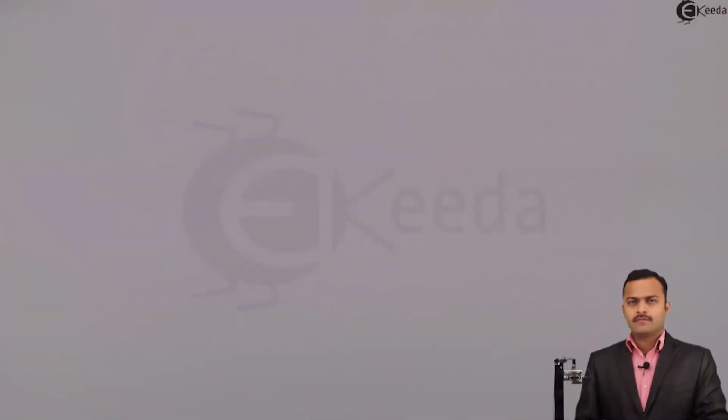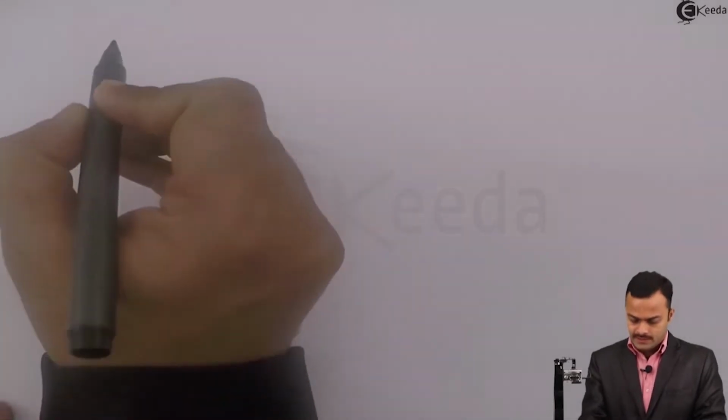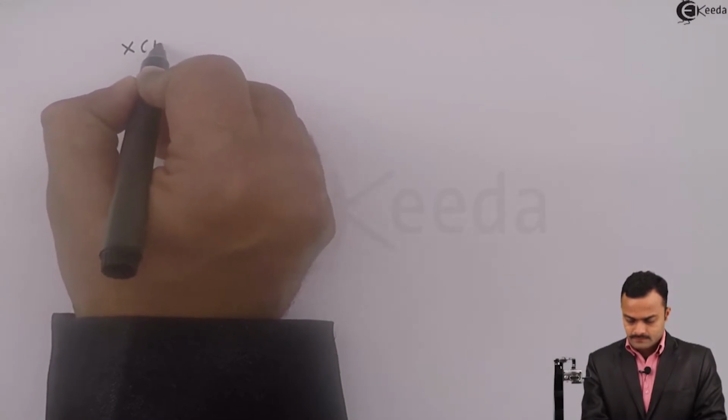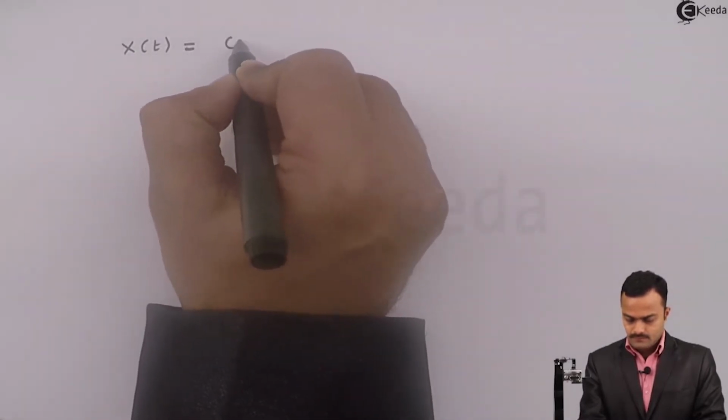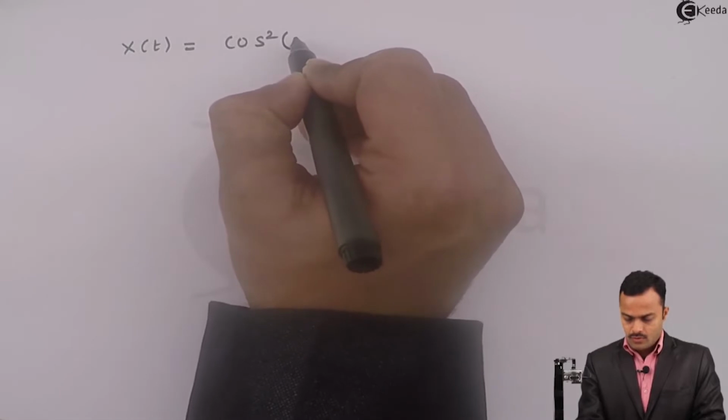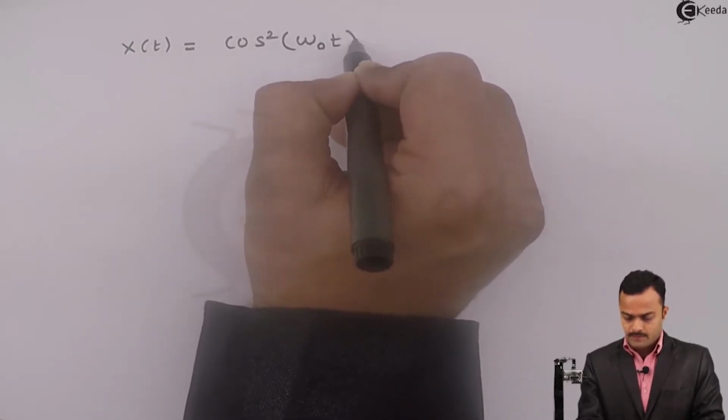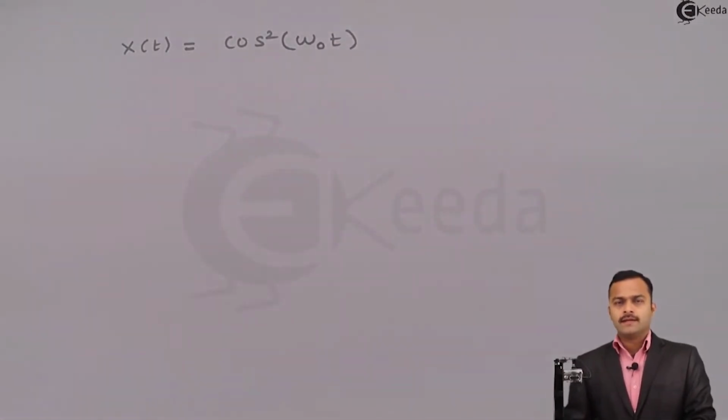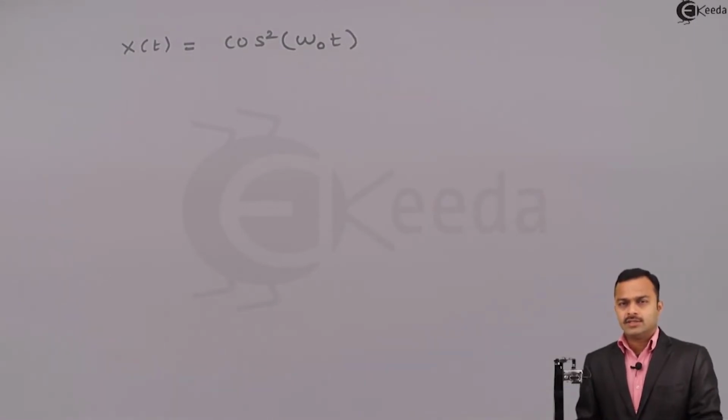In this video, we are going to determine signal energy or signal power for a trigonometric function of degree more than 1. So the signal x of t is given as cos square omega 0 t. So we have to determine whether the given signal is an energy or power signal by calculating its energy or power.